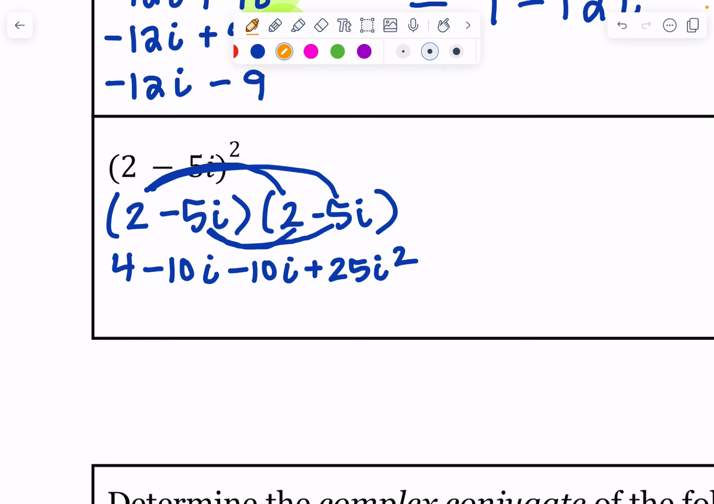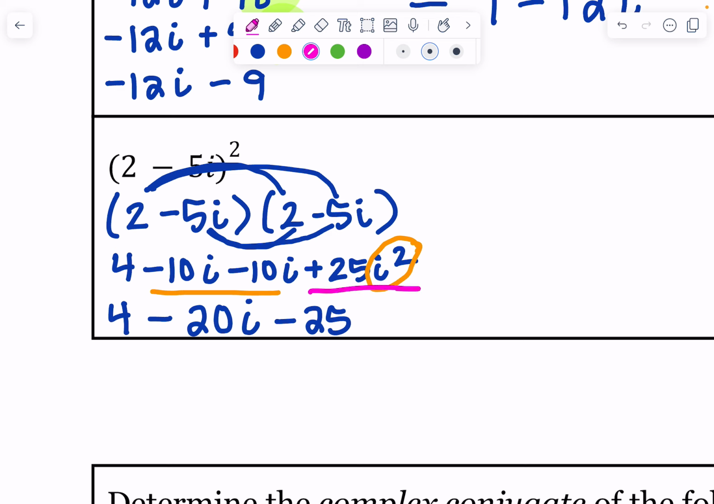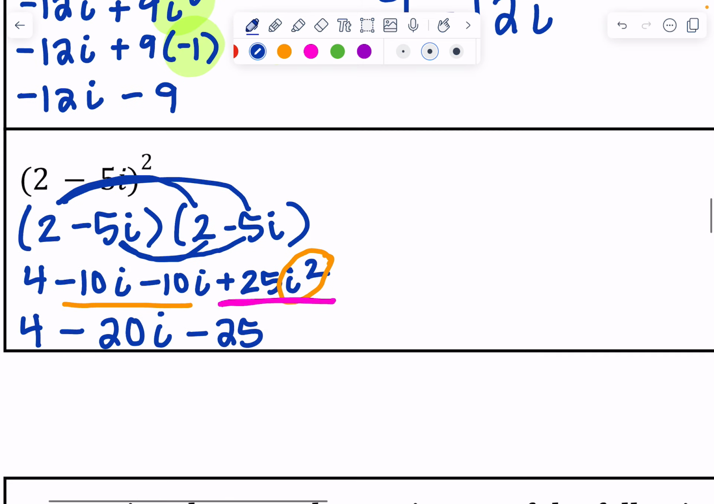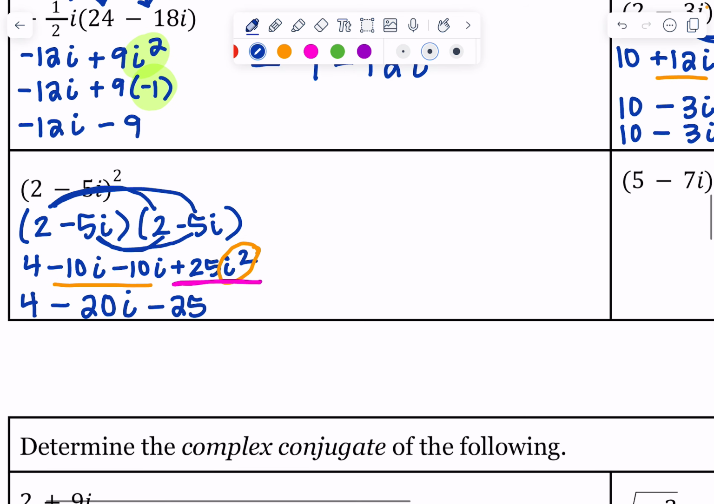Next, we need to combine like terms with our i's and then change out i squared for negative 1. So we're going to have 4 minus 20i minus 25. So I kind of skipped a step. Hopefully you can see that this would be 25 times negative 1. And then when I combine like terms and rewrite it in the form a plus bi, I'm going to have negative 21 minus 20i.